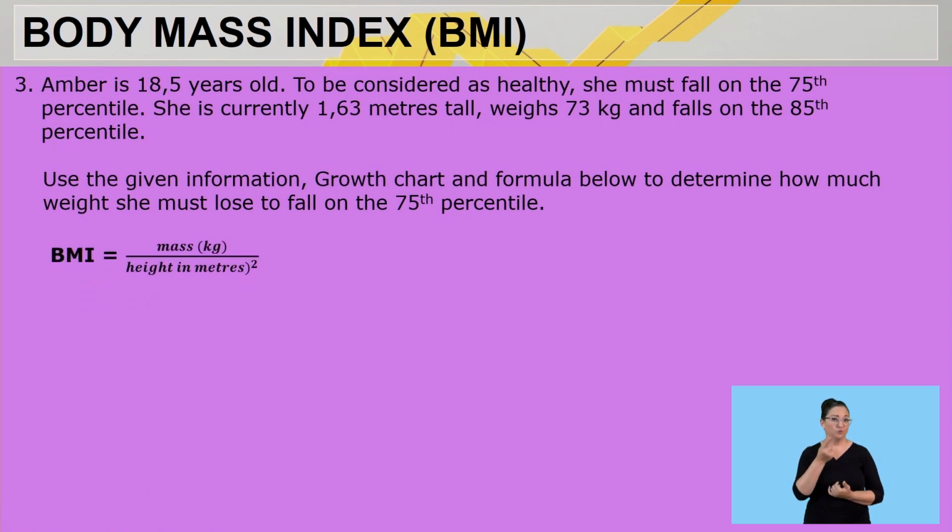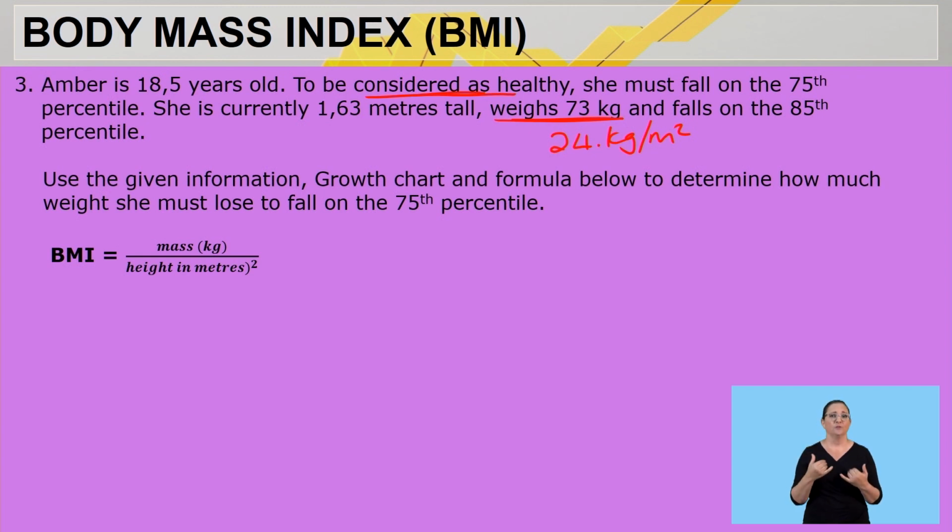So when I look at this, remember we said in order for her to be considered as healthy, she must fall on the 75th percentile. Guys, are we fine with that? Okay, guys, so remember we said in order for her to be considered as healthy, she must have a BMI of 24 kilograms per square meter. So now let's look at this. In this case, we want to know how much weight must she lose. She's currently weighing 73 kilograms. That's where she's currently at.